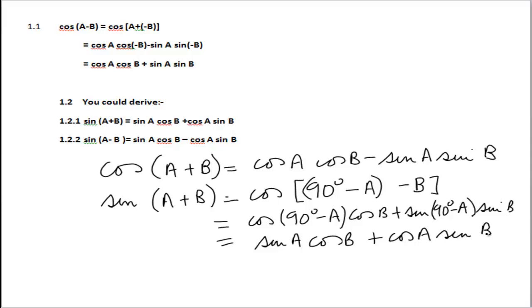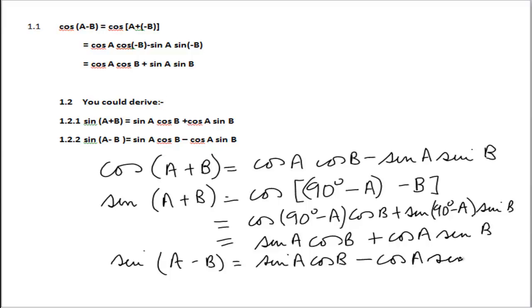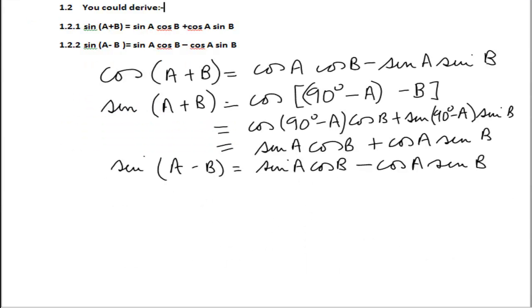Now I have derived the formula for you, and the next one is sine of A minus B is equal to sine A cos B minus cos A sine B. This is a useful derivation, and one couldn't understand why it was taken out of the curriculum, but it is now coming back in very disguised ways.